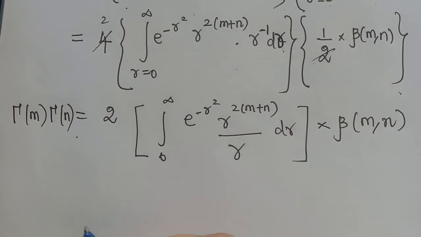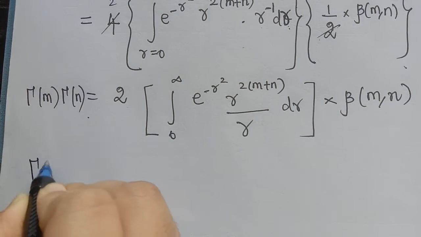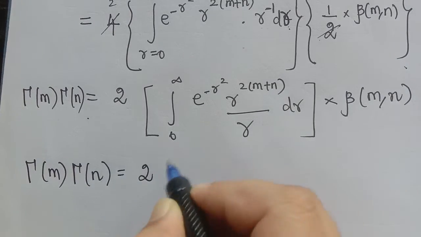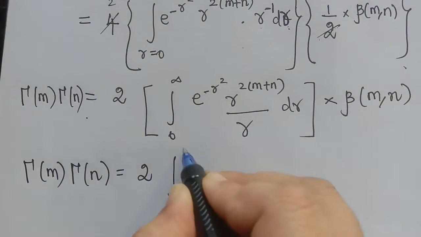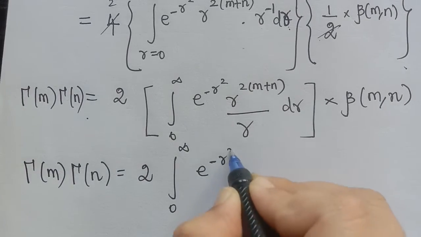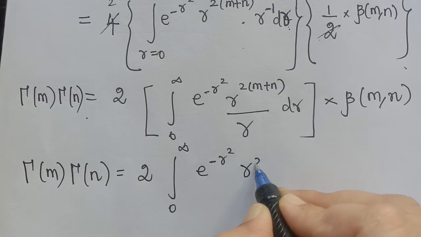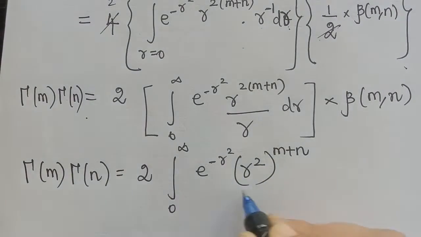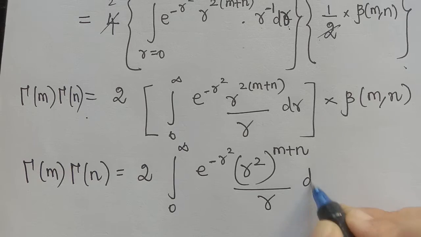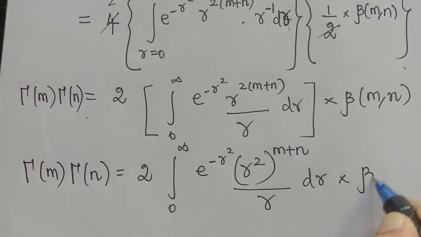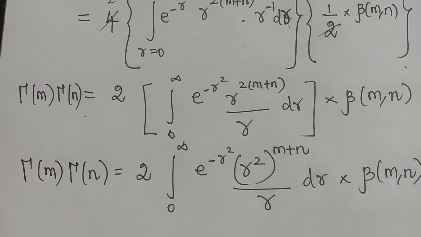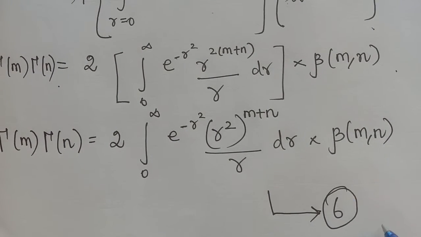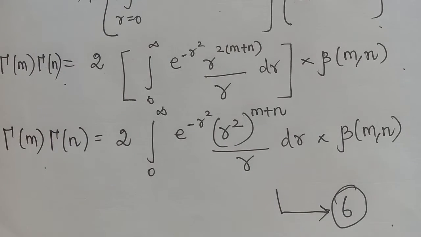And this expression can be also written as gamma of m multiplied with gamma of n is equal to twice integral 0 to infinity e power minus r square, and for convenience I am writing r square whole to the power m plus n divided by r dr multiplied with beta of m comma n. And let us mark this as equation 6.